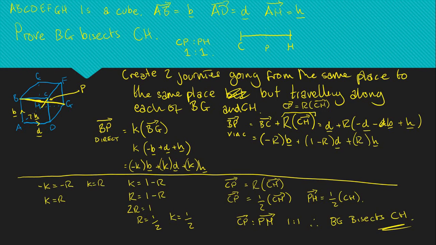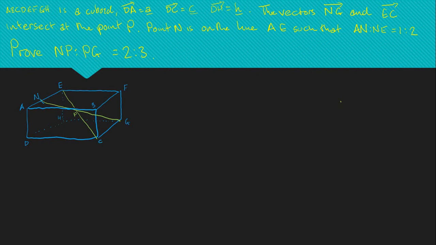The rule of thumb is to create two journeys going from the same place to the same place. So in my case, I went from B to P. I went directly, so I could use the line. Sometimes people's inclination is that they'll use A every single time, but in this case you don't really need to. You can just go directly and take part of the line, and then find the other way to make that exact same journey using the other line, both of which need to have a ratio in there.